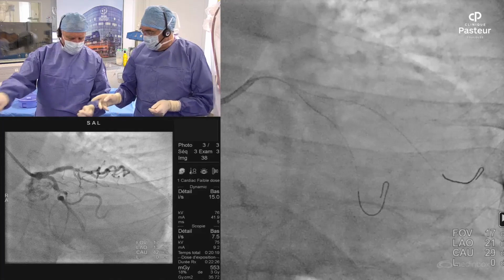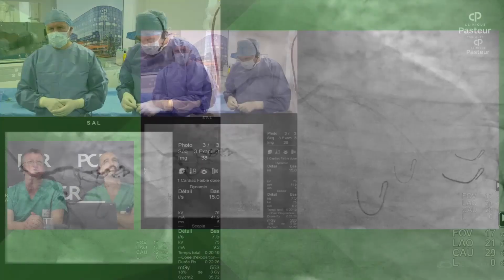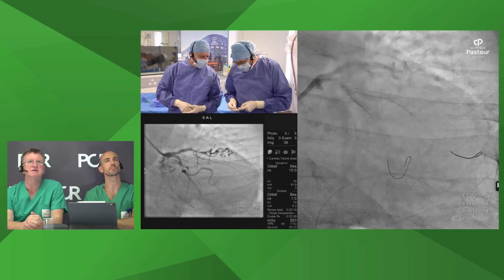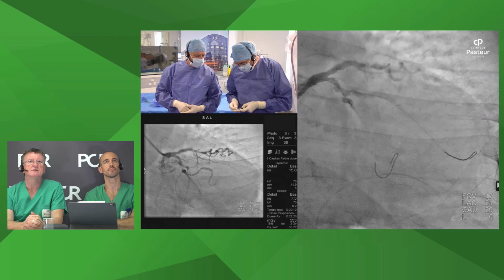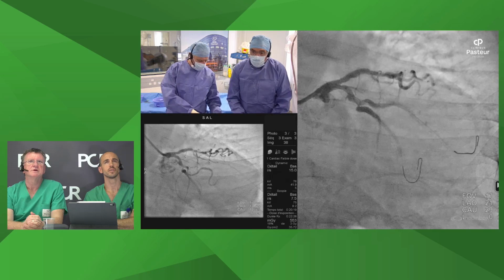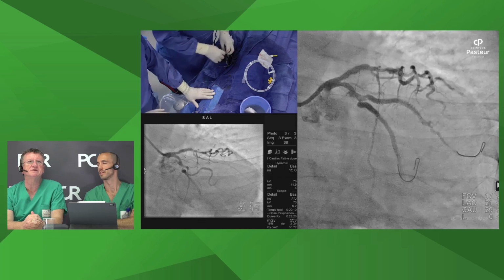So the challenge for this next part of the procedure will be navigating the tip of the second stent into the ostium of that stent there. Yeah, absolutely, clearly. I fully agree with you. As you said earlier, sometimes asking the patients to breathe in will change the configuration of the vessels enough to facilitate passage of equipment.